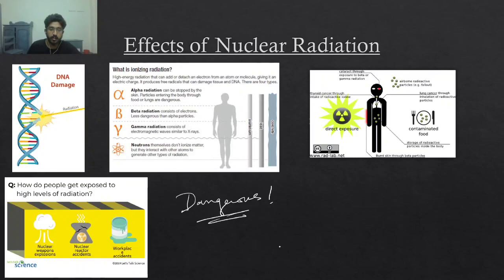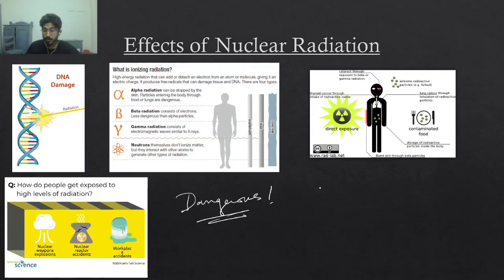And the beta radiation consists of electrons, but it is less dangerous than alpha particles. Gamma radiation consists of electromagnetic waves similar to X-rays. Neutrons themselves don't ionize matter, but they interact with other atoms to generate other types of radiation. So radiation is very dangerous.